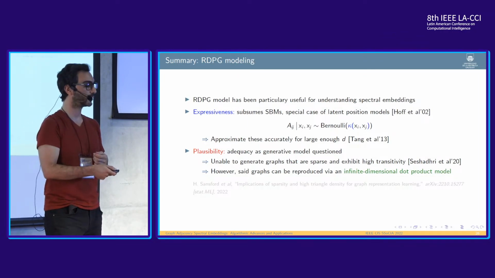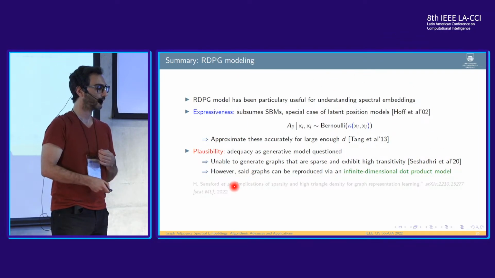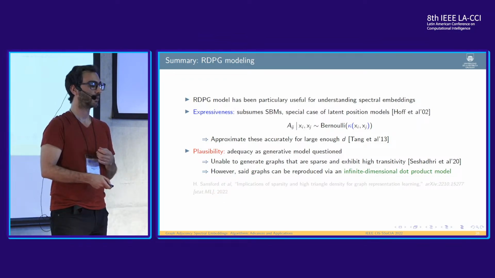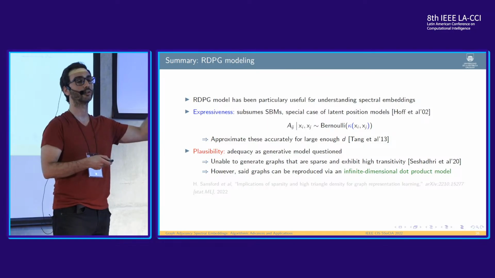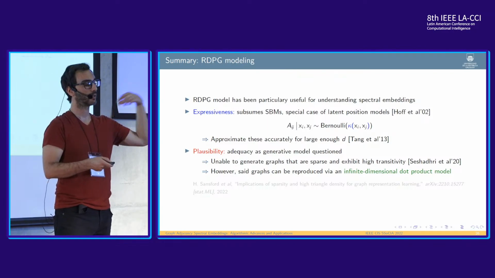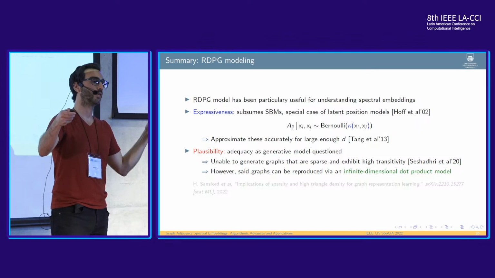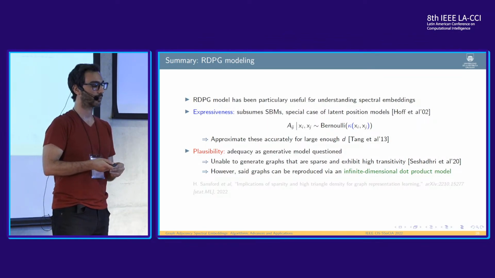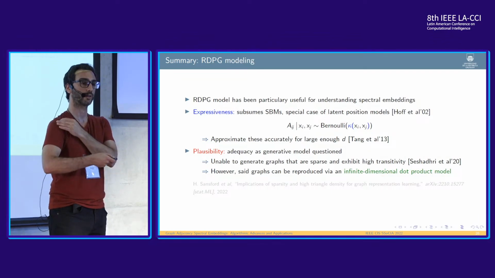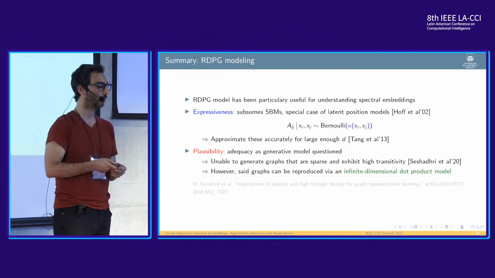There is a very recent paper, from 2022, that says this model has difficulty modeling sparse graphs. Actually, you can do it if you let the dimension of the embedding grow to infinity. But this is something that the community is working on right now. It's a very active community.